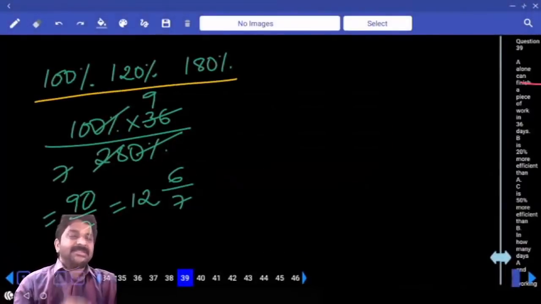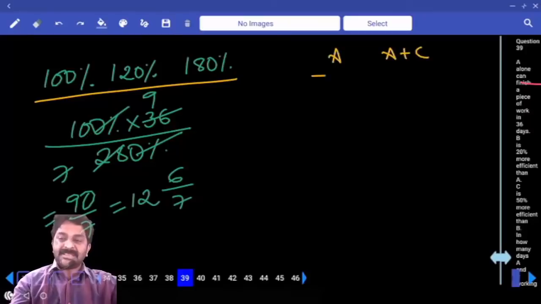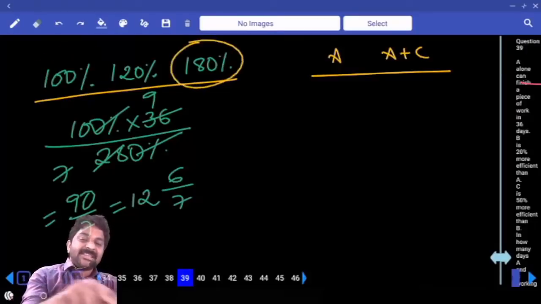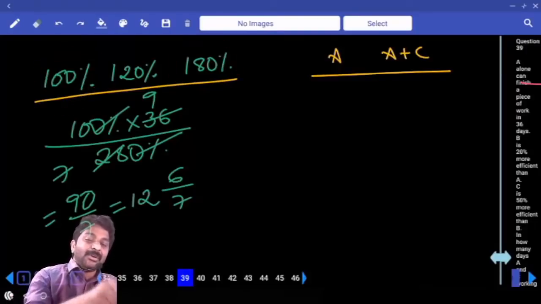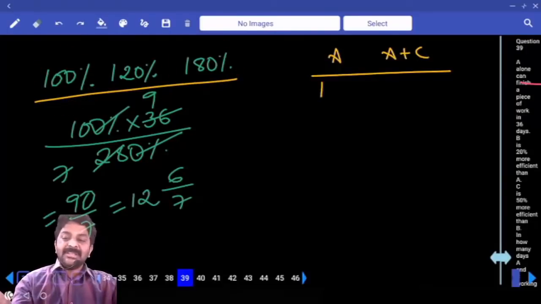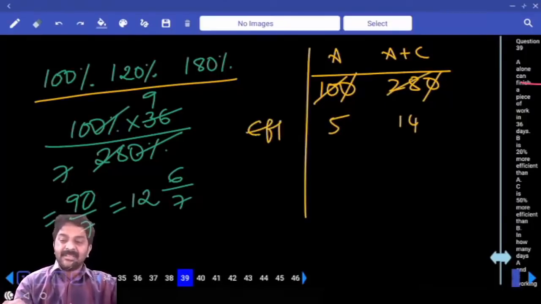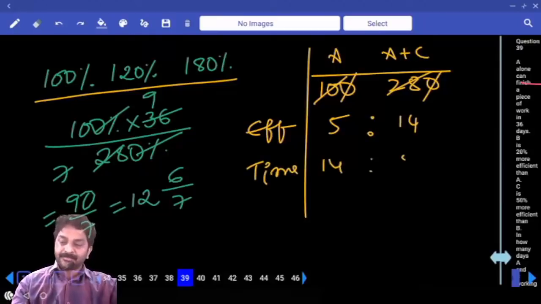Once you get this, you can directly do it. Efficiency of A and A plus C. A's efficiency and A and C together efficiency. That means 100 and 280, right? 0, 0 cancel. 5 times, 14 times. What is this? If the efficiency ratio is 5:14, then the time ratio must be 14:5 only.